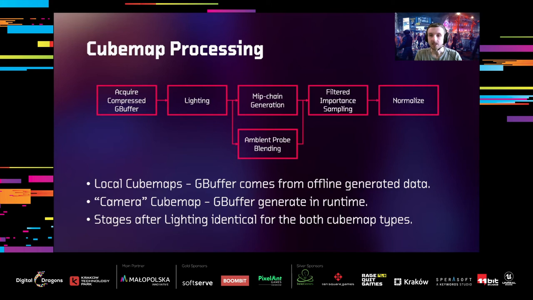The processing pass starts by acquiring compressed G-buffer layers. Depth layers are either pre-baked at data generation time for local cube maps, or generated at runtime for the camera cube map. Next, the deferred lighting pass is executed on the acquired G-buffer. After lighting, the MIP chain generation process starts. This process takes care of ambient probe integration into the lit MIP chain. Next, the filtered importance sampling process produces a cube map MIP chain convolved against our BRDF. And finally, the cube map normalization is applied on top to combat the lack of directional lighting information at the place of cube map capturing.